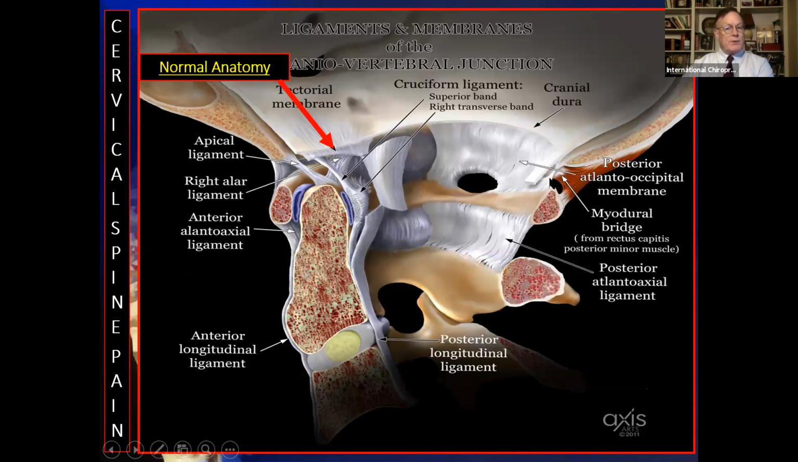And when that's torn, you've got trouble. And the myodural bridge, as we talked about, was the first structure realized to show that the MSK system had a direct connection to the central nervous system. And that's in the 1999 Grant's Atlas.